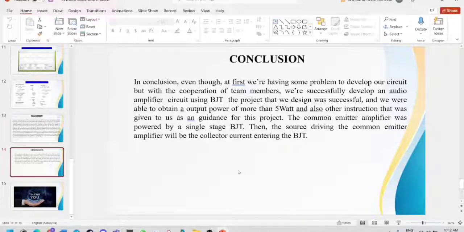Lastly, the common emitter amplifier is powered by a single stage BJT, and the source driving the common emitter amplifier will be the collector current entering the BJT. That's all from our group.